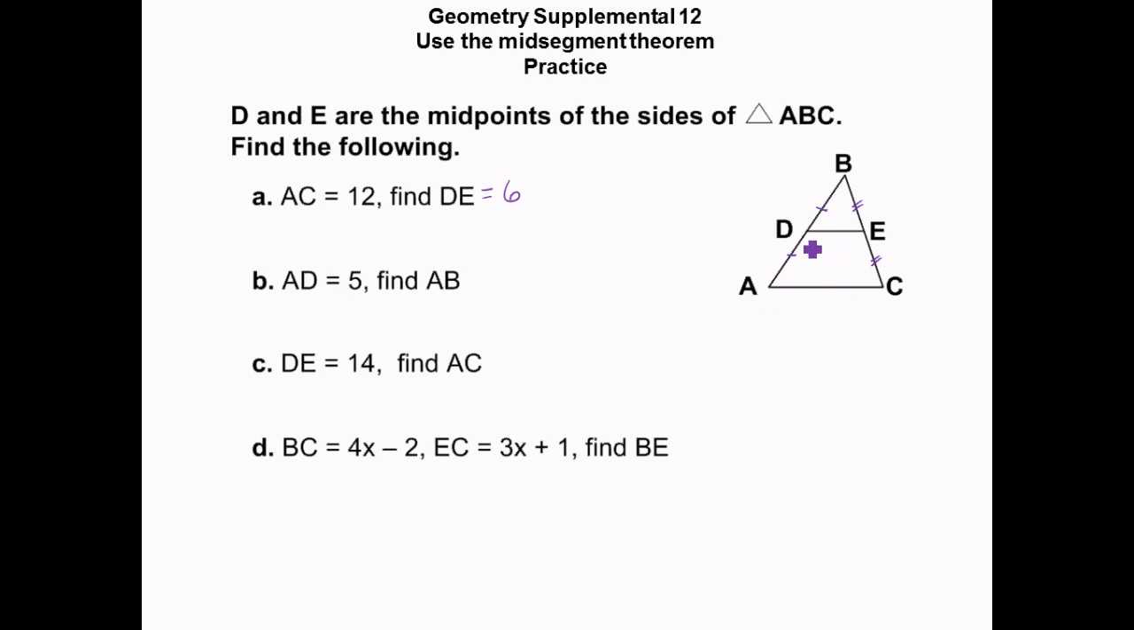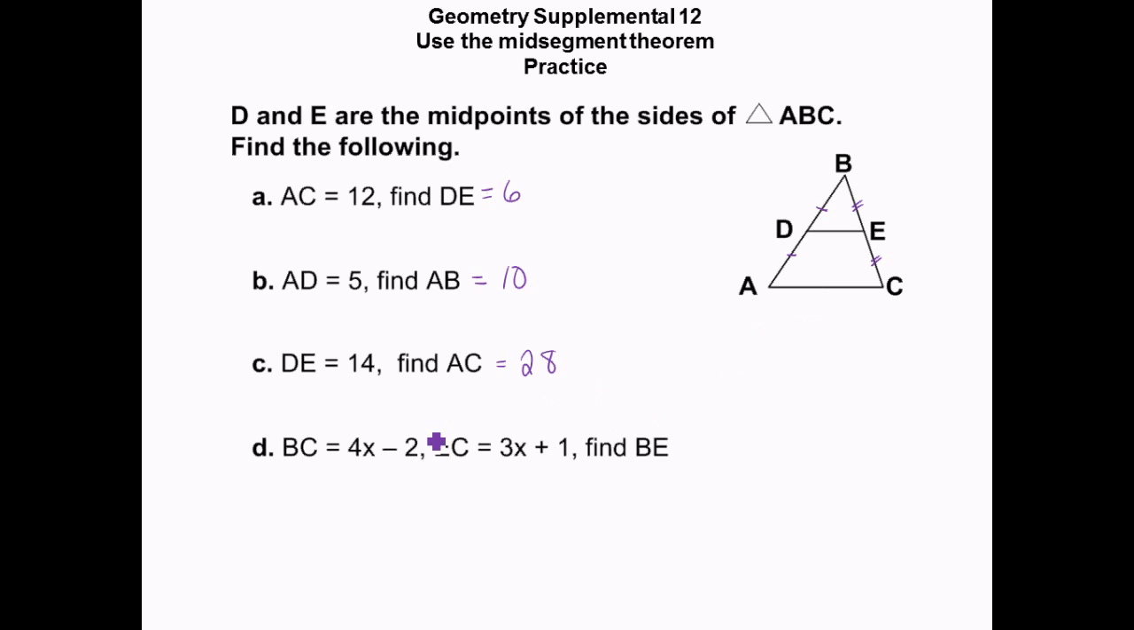Okay, AD is 5. That's this part here. What's the whole thing? Yeah, so AD is 5, this part, so the whole thing is 10. DE is 14. So what's this part? 14 times 2, 28.